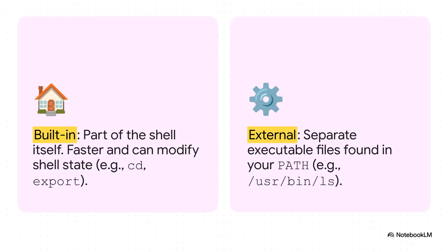The shell has a bunch of commands that are literally baked right into its own code. These are called built-ins. A perfect example is cd for changing directories. Then you have external commands. These are completely separate programs on your computer that the shell just finds and runs for you, like ls to list files or grep to search for text.